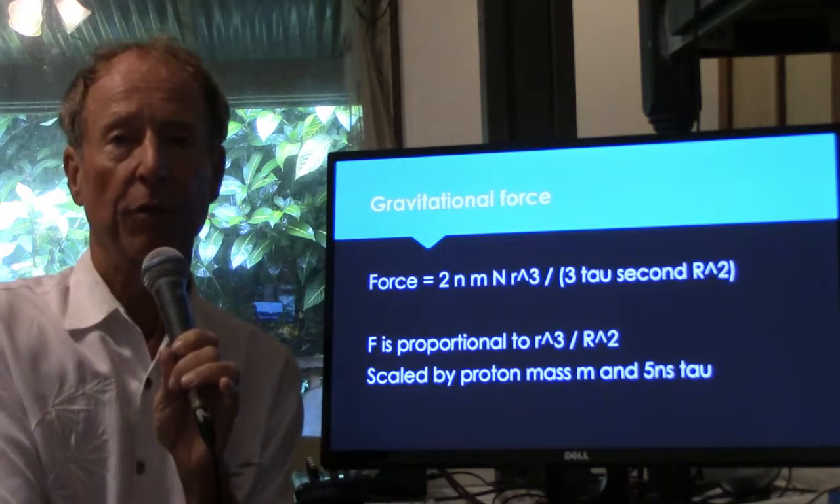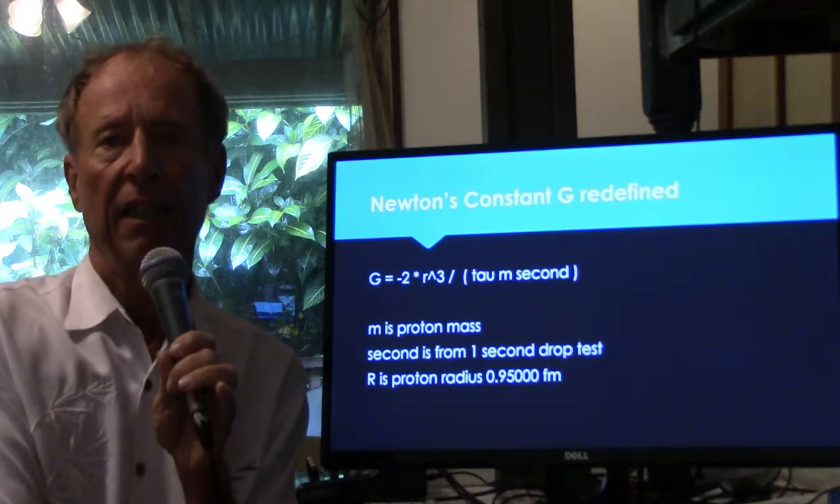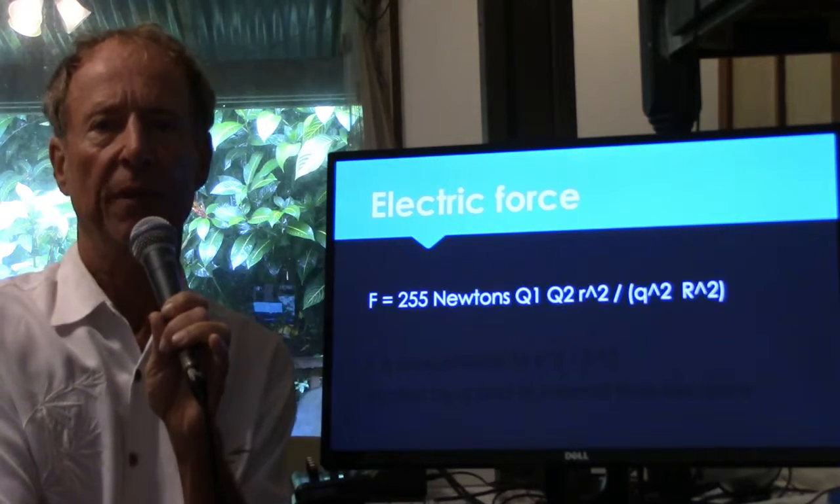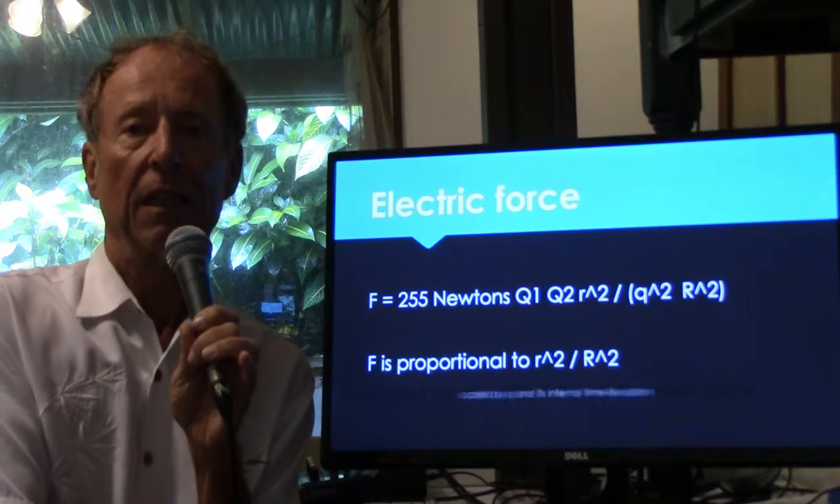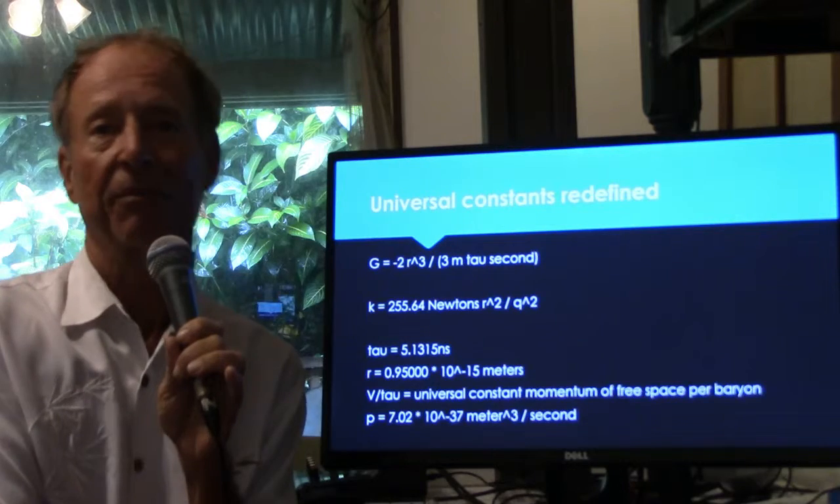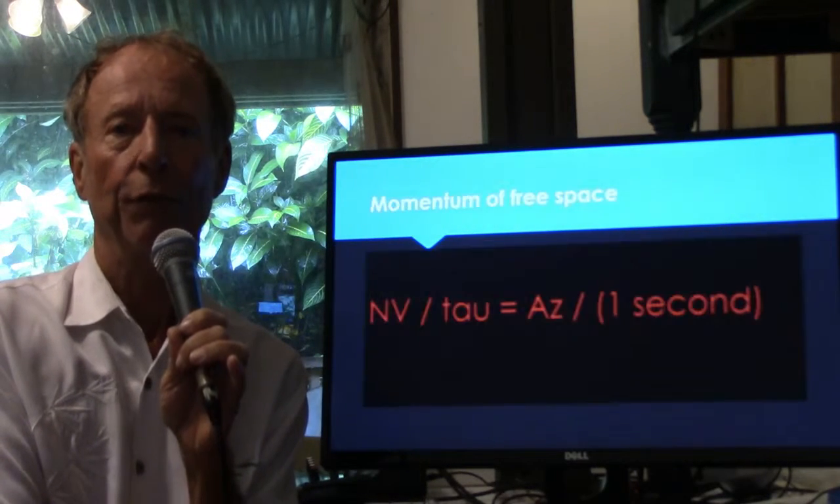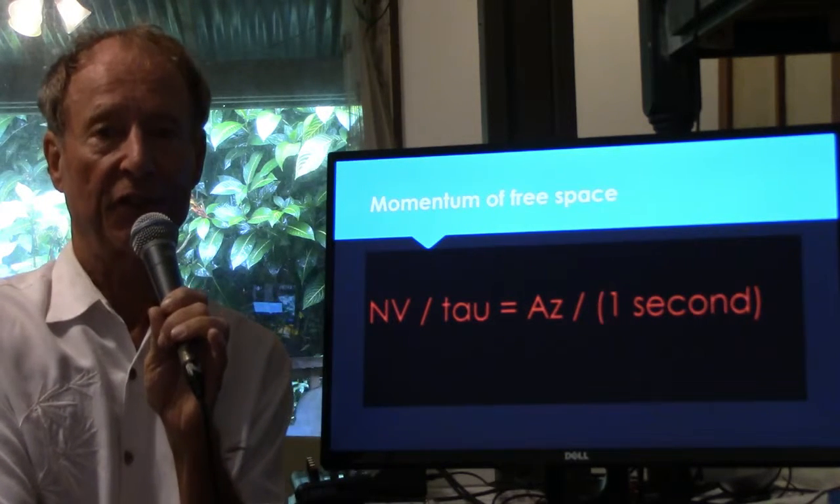Then the new formula for the gravitational force replaces Newton's, and Newton's constant is replaced. Then we'll talk about electric force being a new formula instead of Coulomb's formula. I'll go into these details. Now, universal constants are redefined, and then I'll review these things and highlight the basis of all of this.